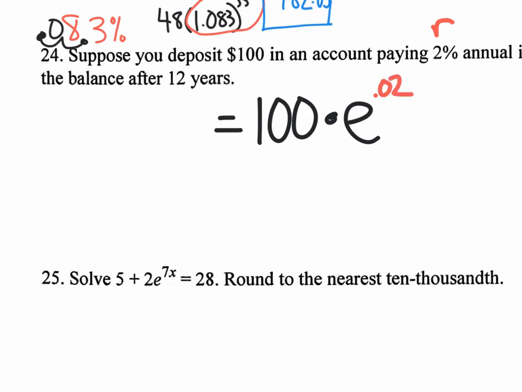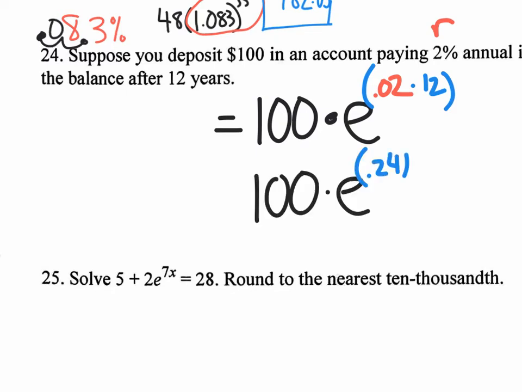0.02, exactly. That's 2% right there. Now, how about the time? We'll write that in blue. Times what? 12. Times 12 years. That's right. Okay, so you could type all this into your calculator, or you could do one piece at a time. I would go with one piece at a time. 0.02 times 12. That gives you 0.24. So we really have 100 times e to the 0.24 power. Okay, so we're going to do the e to the 0.24 power next.